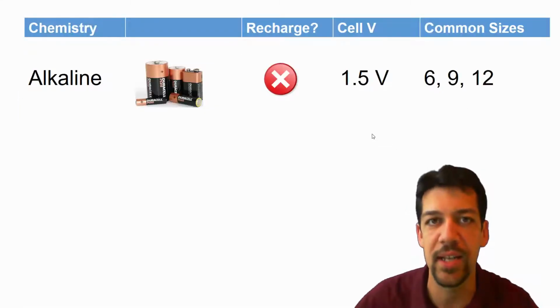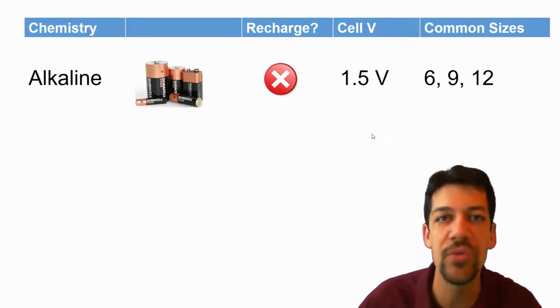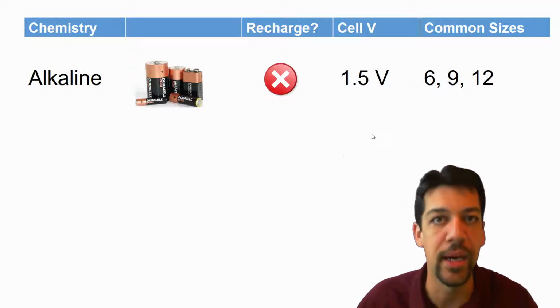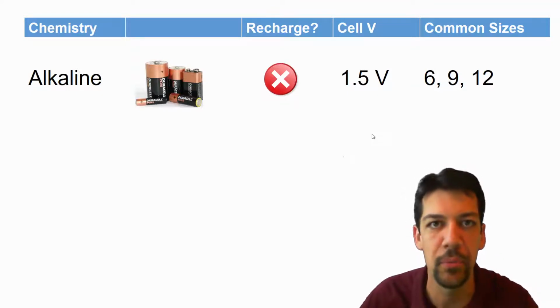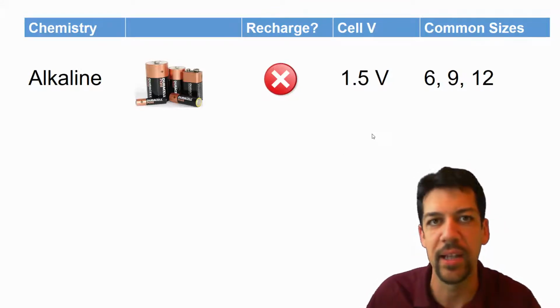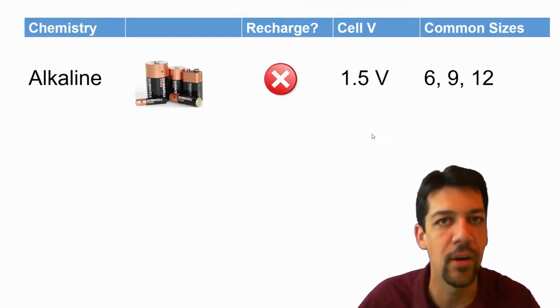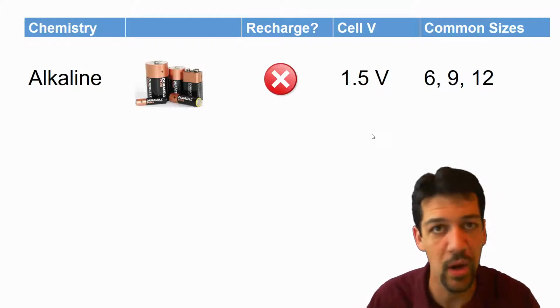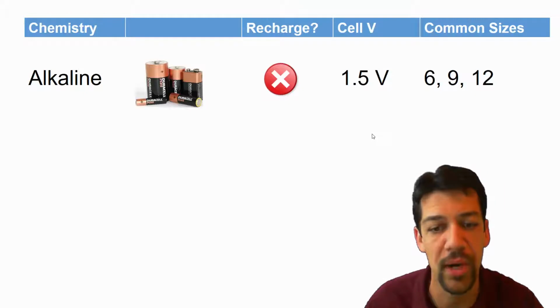There's a bunch of different types of chemistries of batteries. We're most familiar probably with the alkaline variety. These are the little batteries that we put in our remote controls and things like that. These are the ones you buy at the drugstore. Typically, they're not rechargeable. So an alkaline chemistry is not rechargeable. It's one and done. You can't reverse the chemical process.